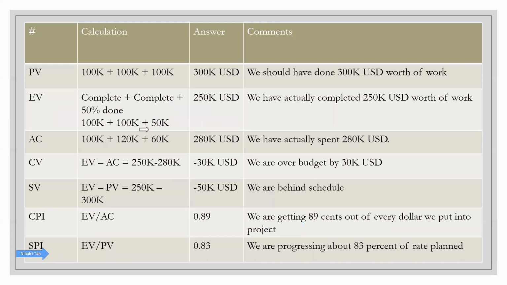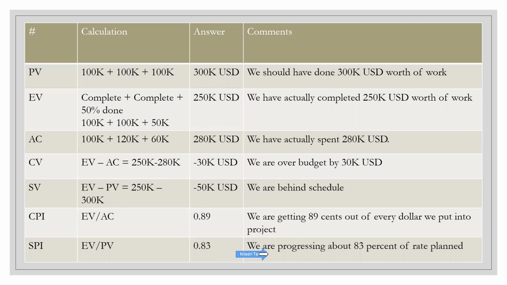So your EV here is 250K and your PV here is 300K. So 250 by 300, which is basically 0.83. Now it tells us we are progressing about 83% of the rate planned, which is not good because our rate of progression was supposed to be 100%, and we are only at 83, like 17% less.